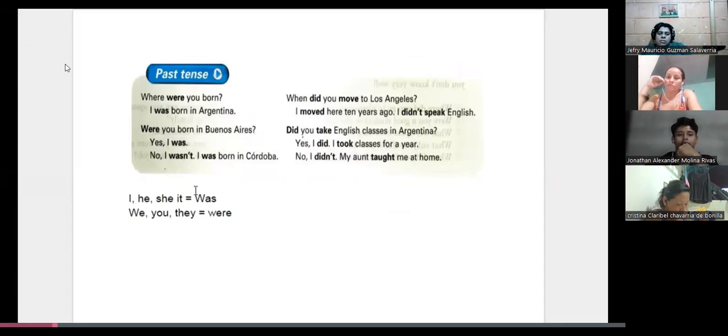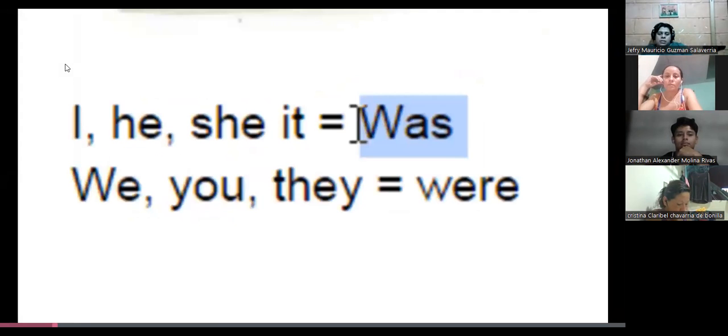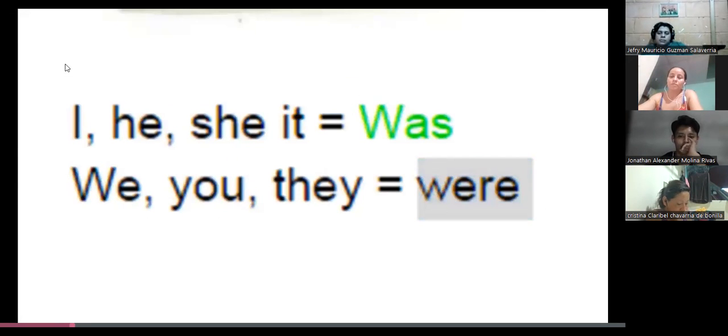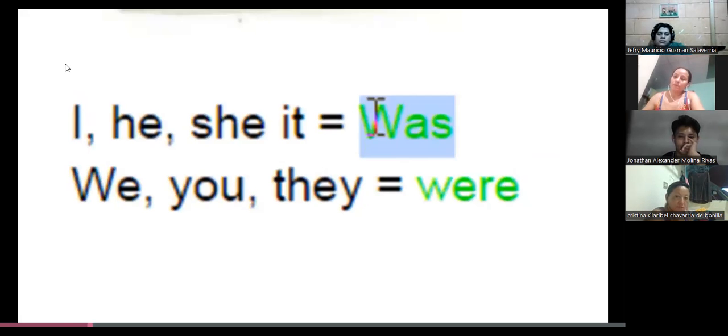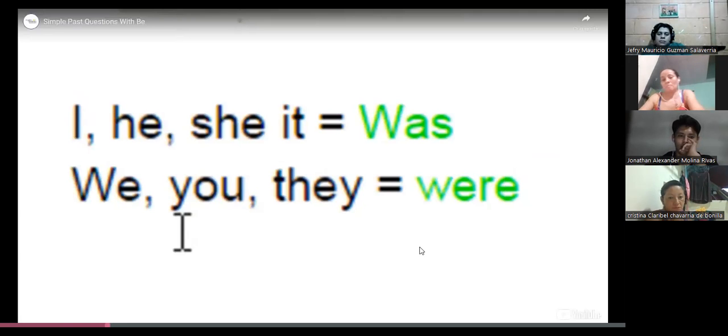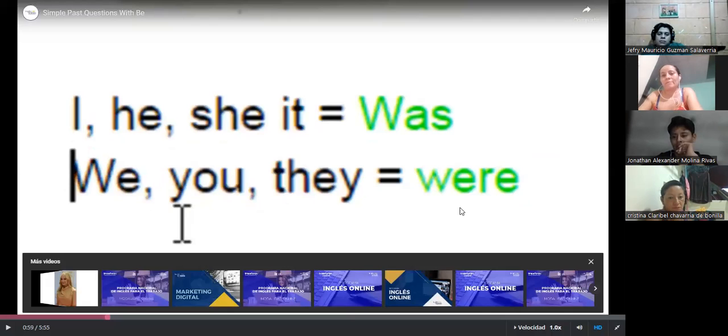And the first thing that I want to point out is that we're still going to continue to follow that rule that we learned in our previous lesson, which was that we're going to follow the verb to be, either was or were, depending on the pronoun. So if I talk about I, he, she, or it, then the verb to be that we'll use will be was. And whenever we talk about the pronouns we, you, or they, the verb to be that we're going to use will be were. As you may see, this is the same information that we were presenting, right? Eso creo que ya lo conocemos. Perfect. Let's continue.